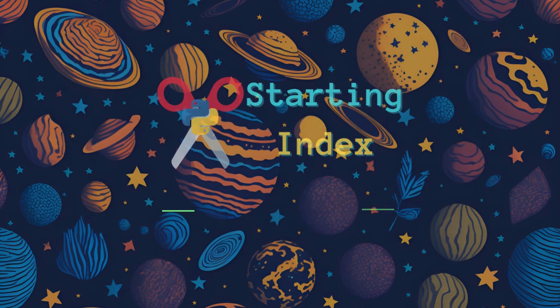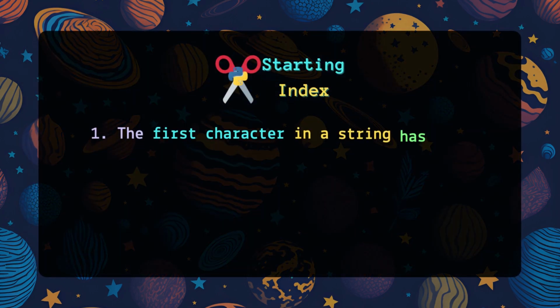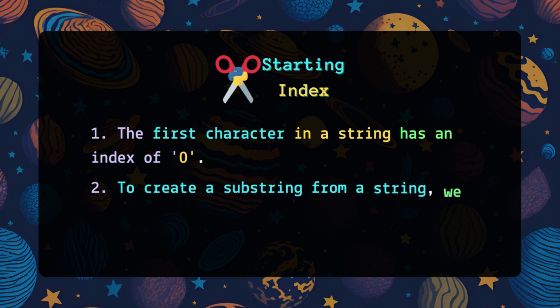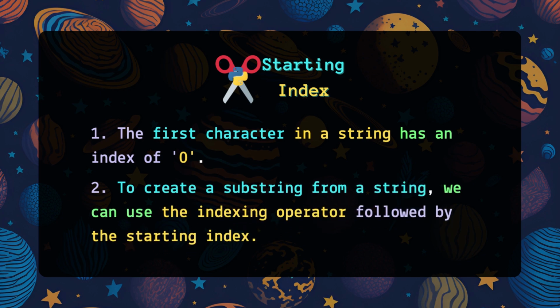Starting index. The first character in a string has an index of 0. To create a substring from a string, we can use the indexing operator followed by the starting index. For example, if we have a string variable called name and we want to create a substring from the first part of the name, we can do the following.